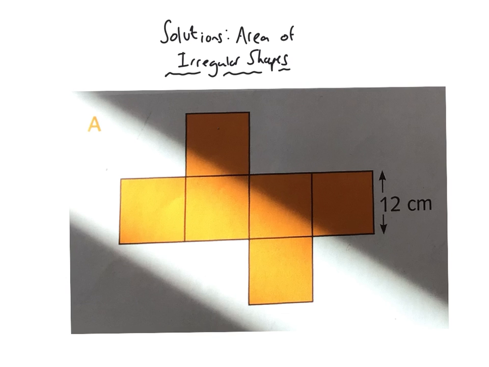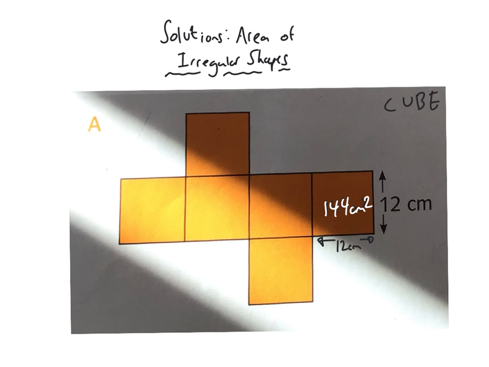Challenge 3A then, as we said, this is the net of a cube. And as we know, it's made up of 6 square faces. Any cube is made up of 6 square faces. Now it's given us a measurement of 12 here, and we know then that the width of the square will also be 12 because it's a square and all sides are equal. 12 12s are 144. So each square face is 144 centimetres squared.